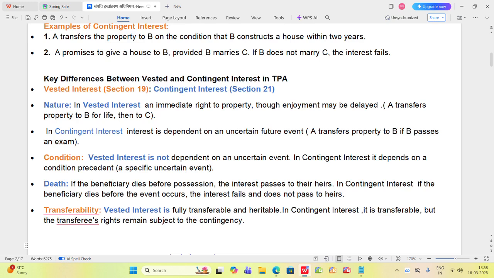So, friends, these are the basic concepts of contingent interest and vested interest. I have tried my best to explain this in a very short video. Hope you will find the content of the topic interesting and must prepare this for the exam. So this is all about this topic.